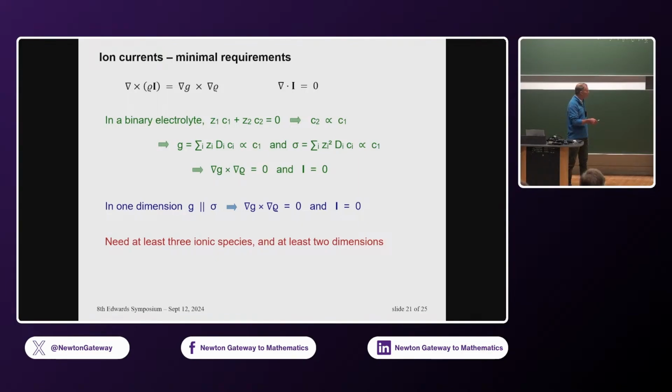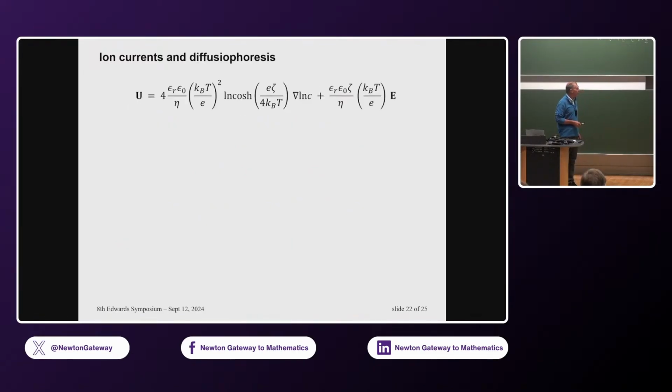On the other hand, it means that if you have at least 3 ion species and are working in at least 2 dimensions, it's almost inevitable that you'll have an ion current. So here's how it affects diffusiophoresis of suspended particles.